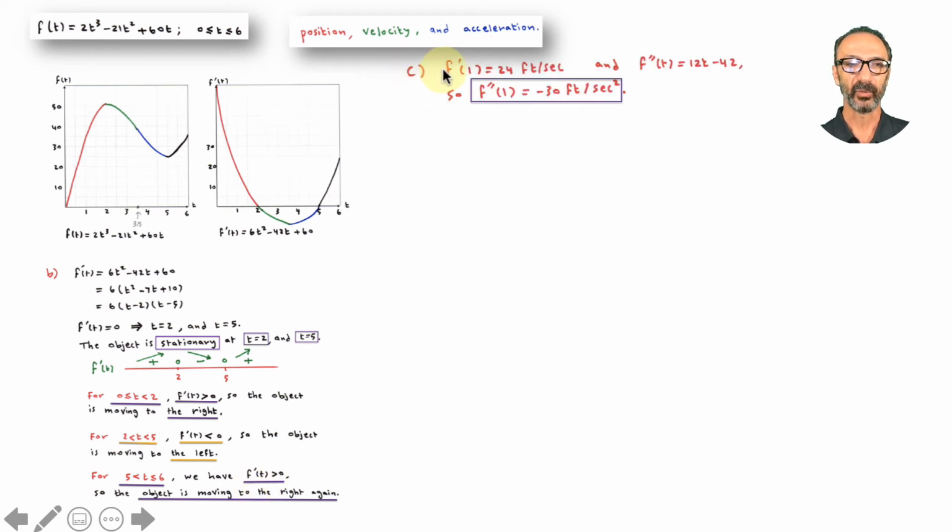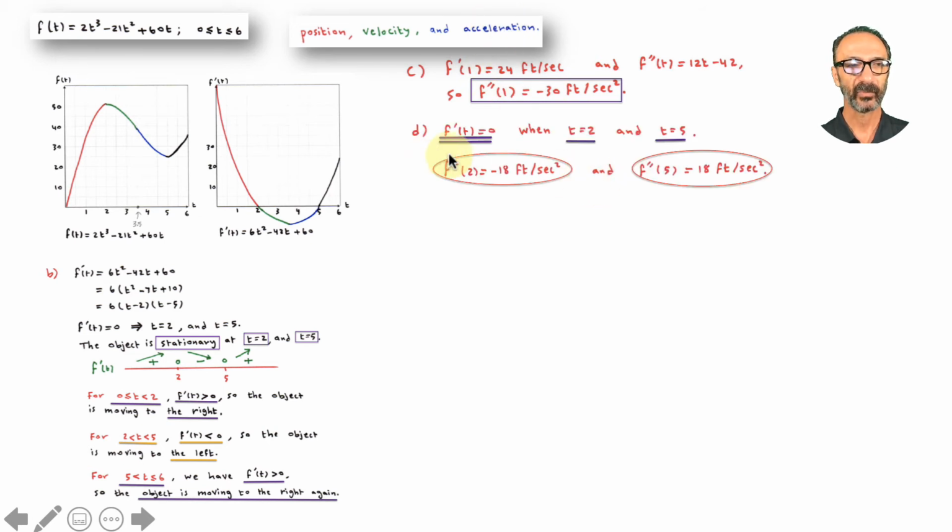Part C, we need to find f prime at 1, which is 24, just plug in 1 right here or here. F double prime is finding the derivative of this. The 2 is going to go down, it's going to make it 12t, and this is minus 42, as you could see. This example is not constant like the last 2 examples, so now we're going to plug in 1. Plug in 1, you get minus 30 feet per second squared. Those units mean we are referring to acceleration. Part D says what is the acceleration when the velocity is 0?